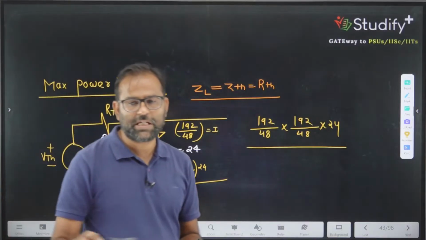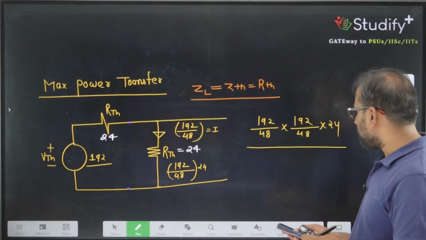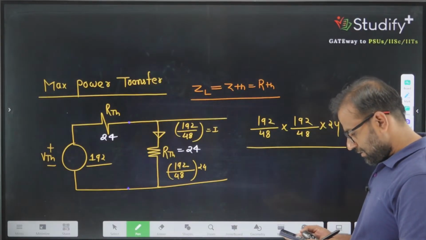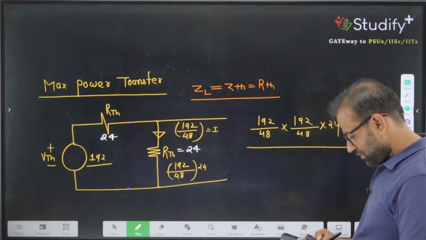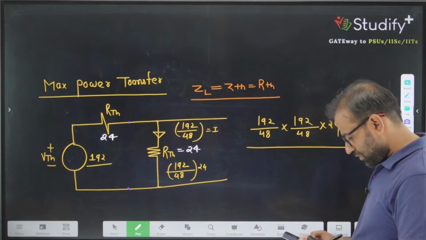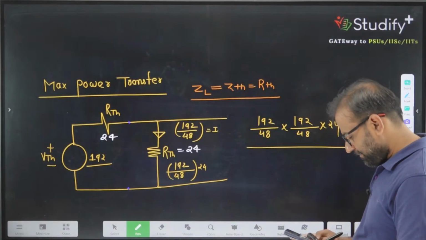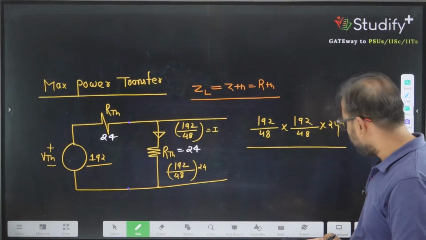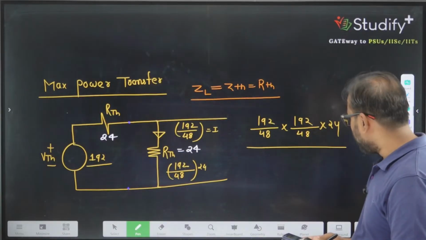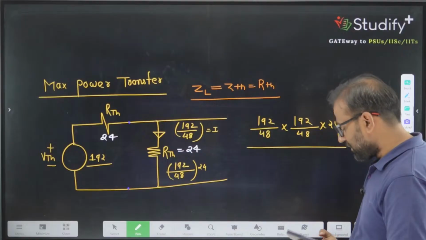So whenever we are interested in calculating maximum power transfer, that value is 192 whole square divided by 48 whole square multiplied by 24, which is 384 watt.